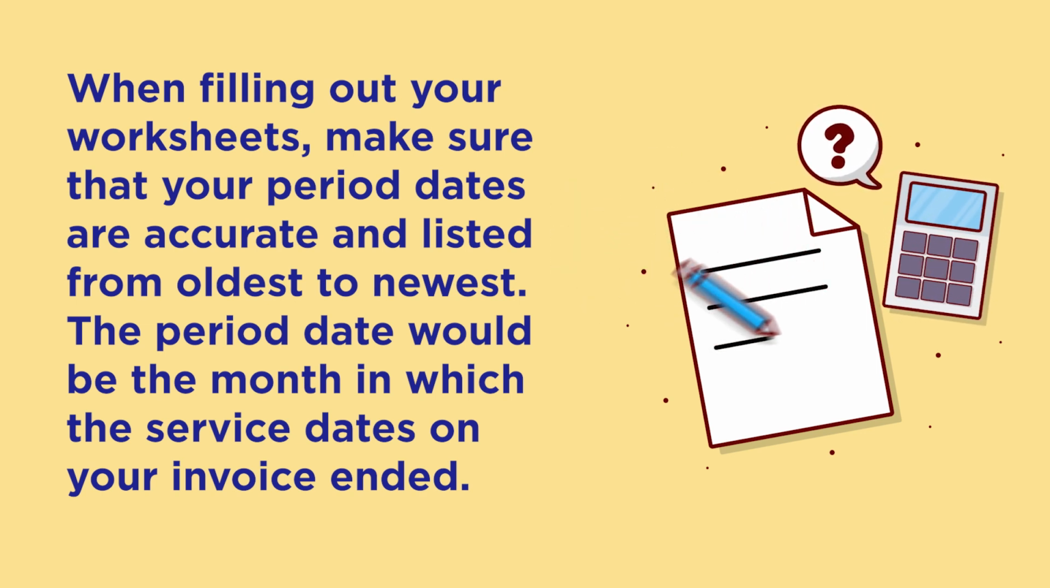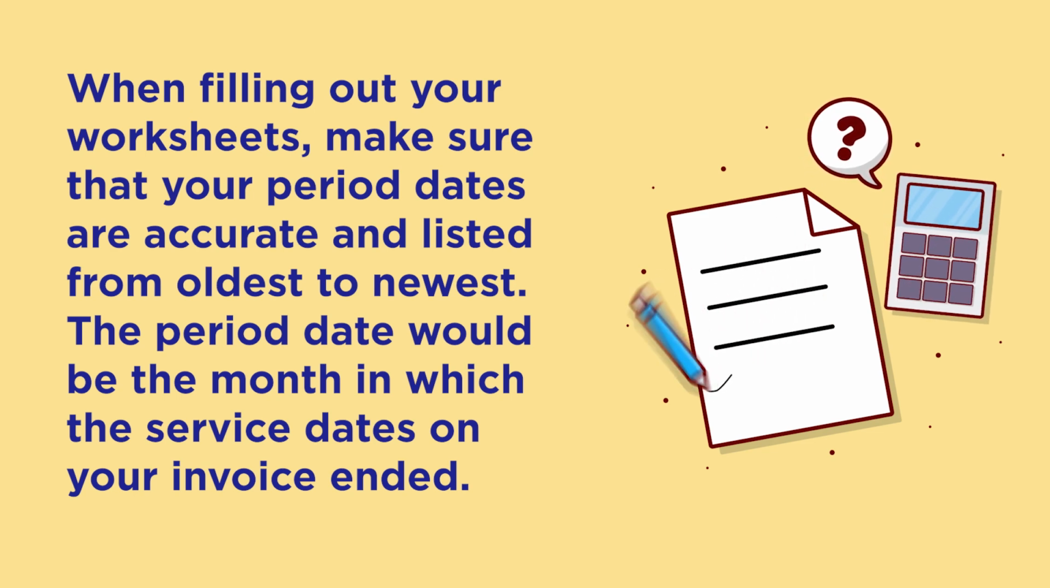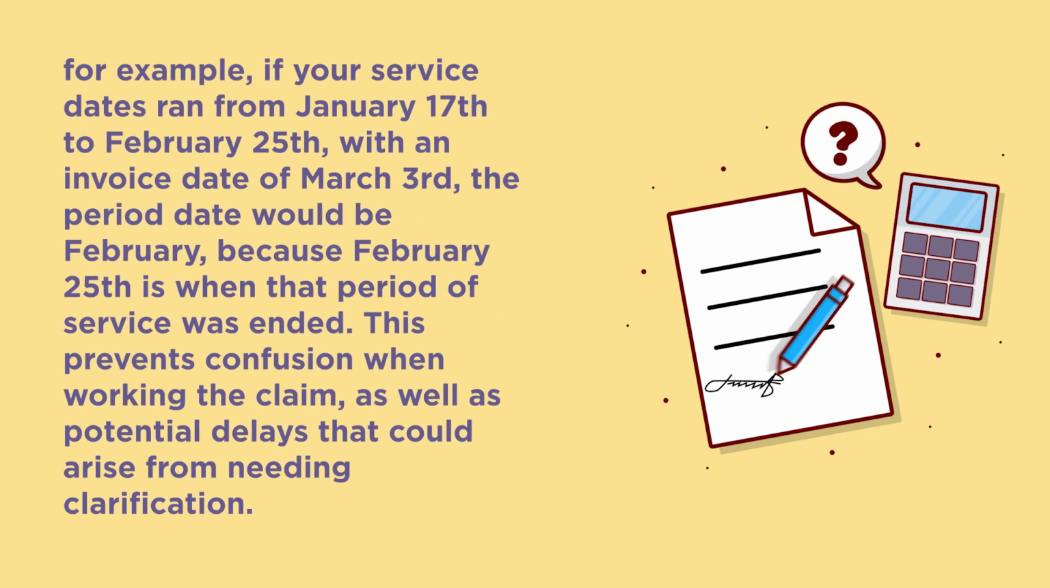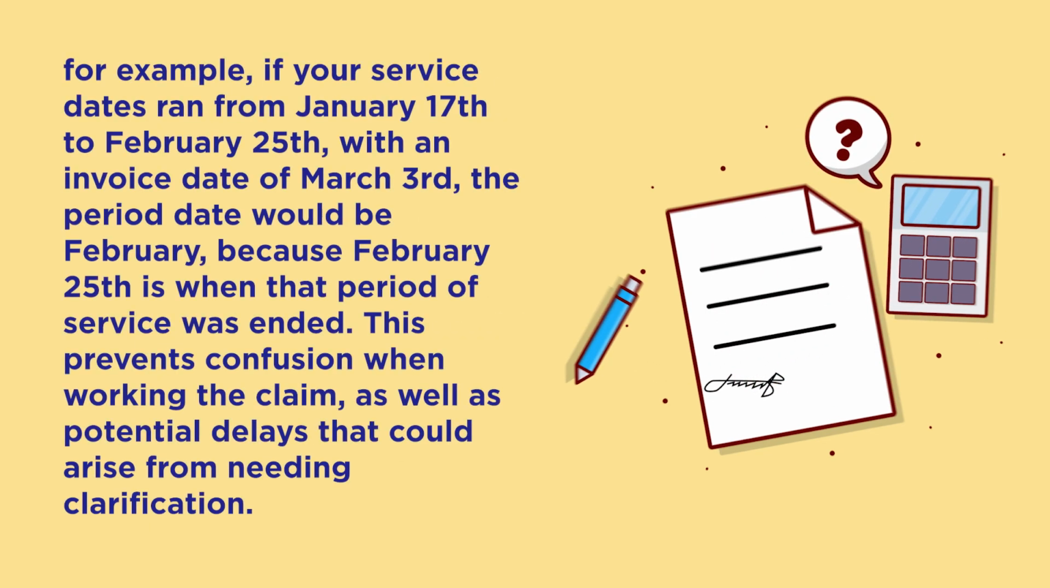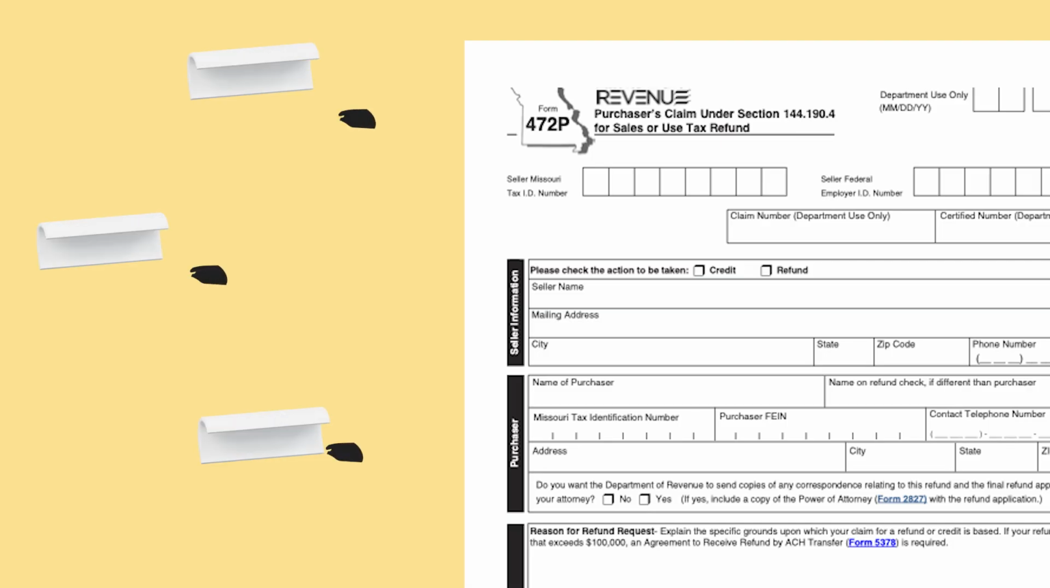The period date would be the month in which the service dates on your invoice ended. For example, if your service dates ran from January 17th to February 25th, with an invoice date of March 3rd, the period date would be February, because February 25th is when that period of service was ended. This prevents confusion when working the claim, as well as potential delays that could arise from needing clarification.